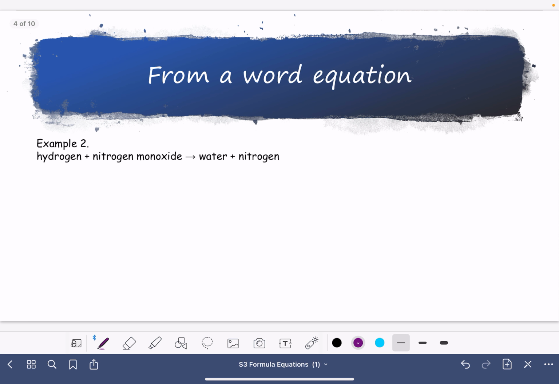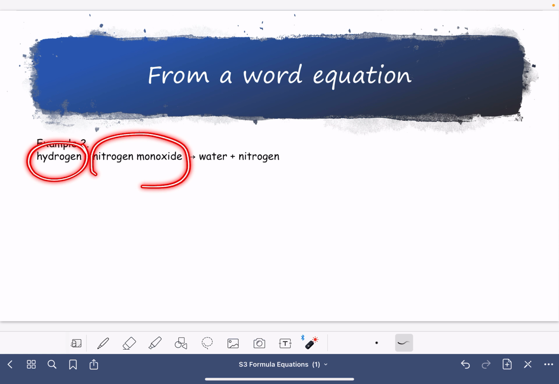Let's look at example 2. So we've got hydrogen plus nitrogen monoxide gives water and nitrogen. Okay, so in this example then, we've got hydrogen as an element, but it's diatomic. We need to remember that. Nitrogen monoxide. So because we've got a prefix here, we actually don't need to use SVSDF to work out the formula for this compound. We've got water.